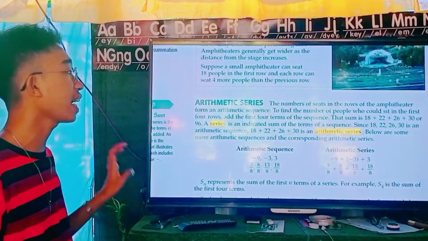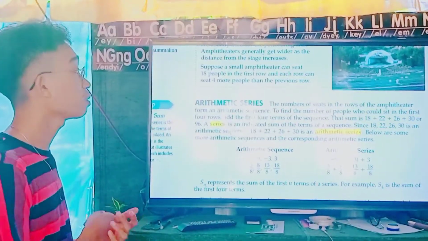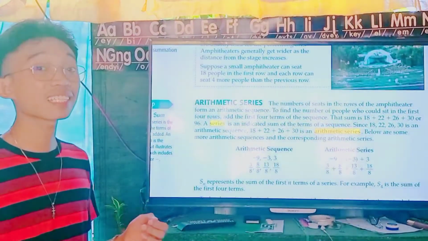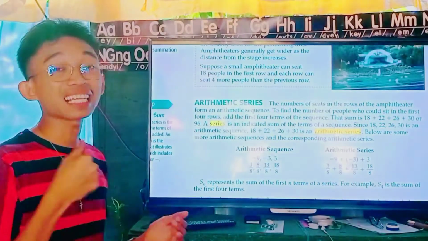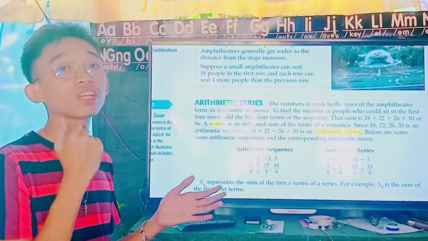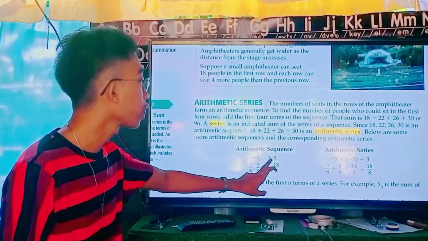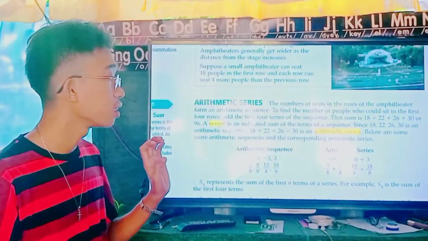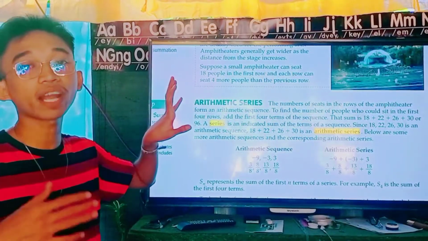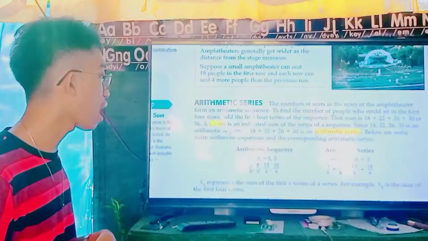A series is an indicated sum of the terms of a sequence. Okay, what is the difference between arithmetic series and arithmetic sequence? So an arithmetic sequence is a series of terms, while an arithmetic series is the sum of those elements found in your sequence. Just for example, negative 9, negative 3, 3. So that is a sequence. In an arithmetic series, there is already an operation by which you can get the sum of those elements.